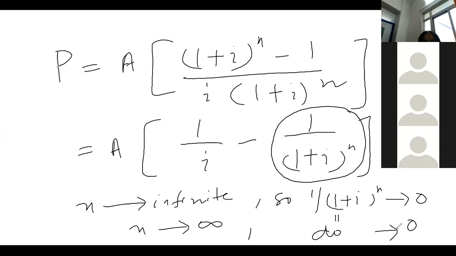Is it clear? Because it is an annuity which goes on indefinitely, that means your n is infinite. If n is infinite, this is becoming smaller and smaller and approaches 0. Fine?